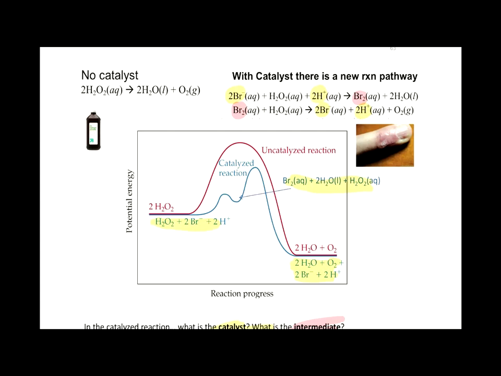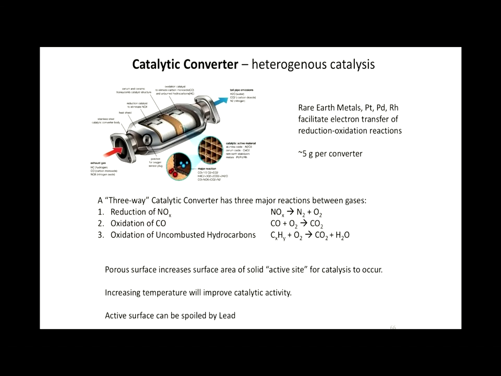Homogeneous, because the catalyst, Br⁻ and H⁺, are both aqueous, just like all of the reactants as well. I mean, water is a liquid, but remember, aqueous means in water. Yeah, so they're all the same phase, so this is homogeneous catalysis. But in your car, your catalytic converter is heterogeneous catalysis, because your catalytic converter in your car is made of platinum. Platinum is what phase?